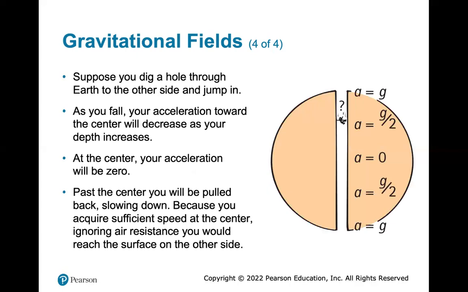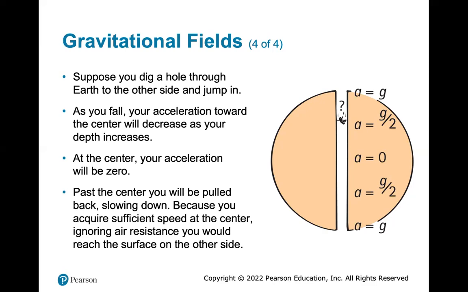Okay, this is a completely hypothetical thought experiment. Suppose you dig a hole through the Earth to the other side and jump in. We're going to ignore the fact that that's not possible because of the inner core and the very hot magma. This is just a thought experiment, drilling a hole all through the Earth. As you fall, your acceleration downward toward the center will decrease as your depth increases. At the center, your acceleration will be zero. Your speed will be maximum, but your acceleration will be zero.